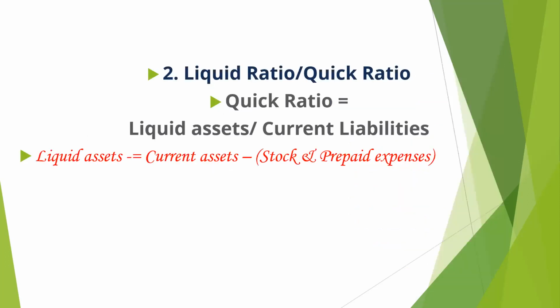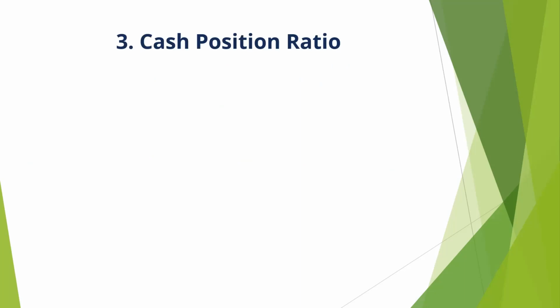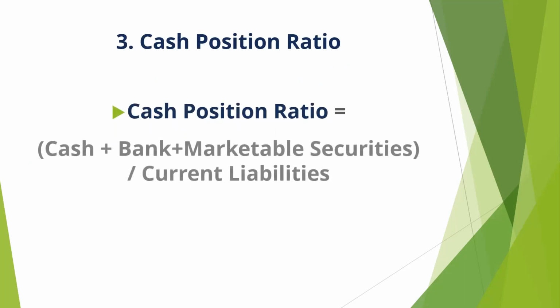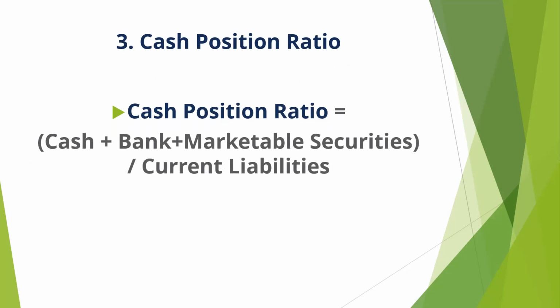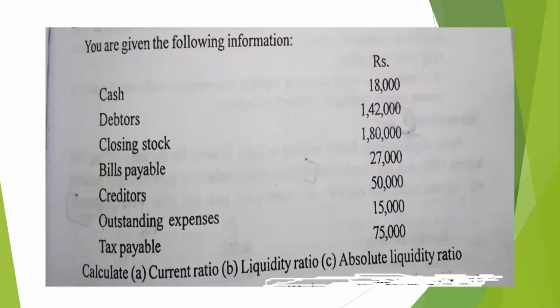Then the second ratio is liquid ratio. This is also known as quick ratio or acid test ratio. The formula for the quick ratio is liquid assets divided by current liabilities. Here the liquid assets means current assets minus stock and prepaid expenses. Then the third ratio is cash position ratio. The formula for the cash position ratio is cash plus bank plus marketable securities divided by current liabilities. For clear understanding, we will work out a few sums in liquidity ratio.